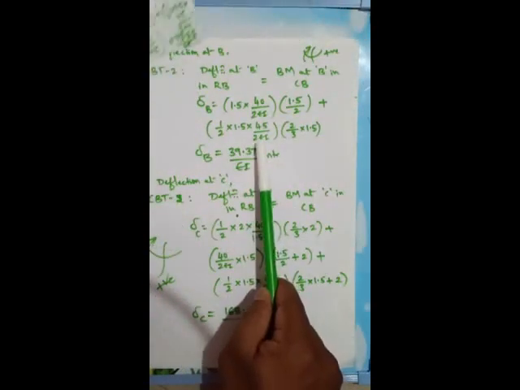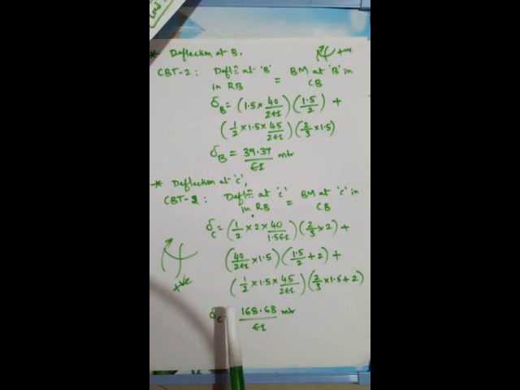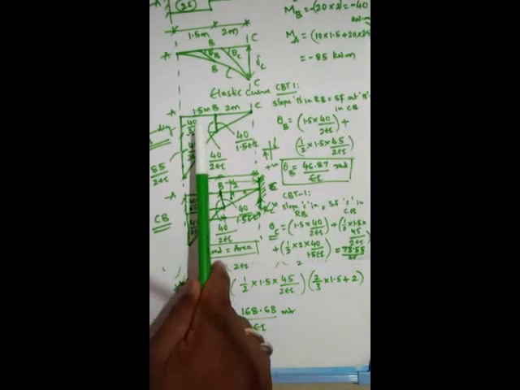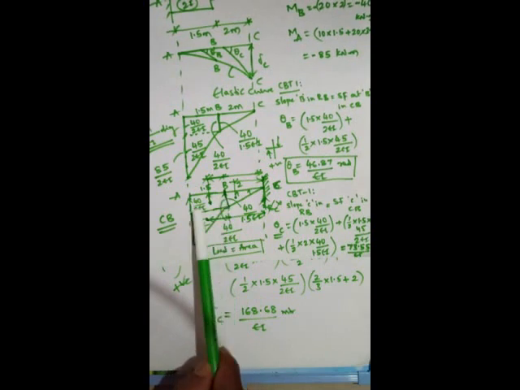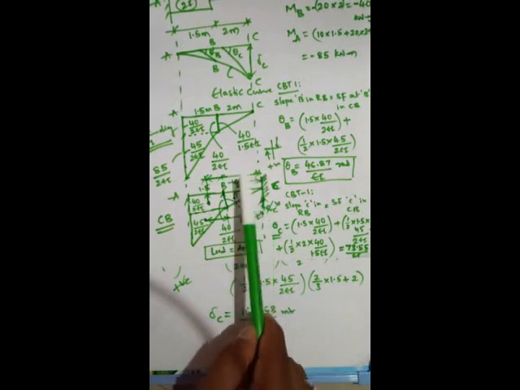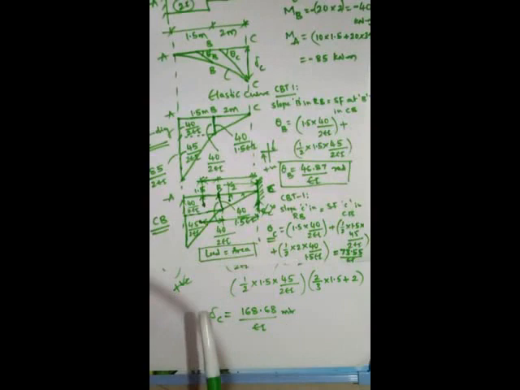Then deflection, according to conjugate beam theorem 2, at any point in the real beam is equal to bending moment at that point in the conjugate beam. So force into perpendicular distance: if you are finding at B, this figure with its perpendicular distance; if you are finding at C, this figure and this figure with their perpendicular distances. Okay, so let us solve one more problem on the conjugate beam itself.